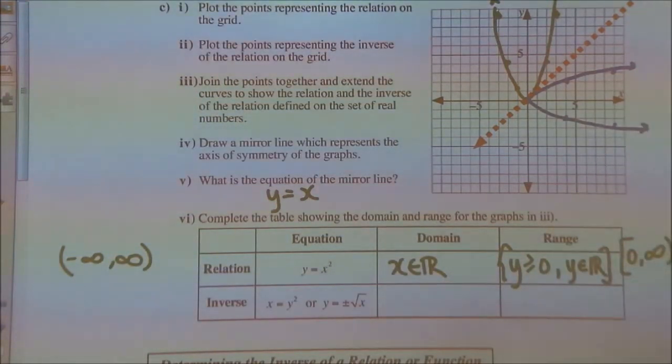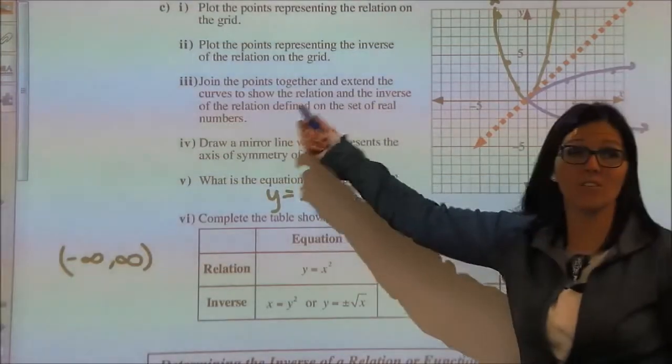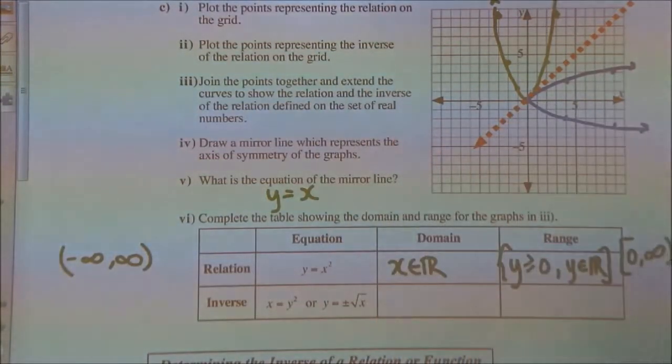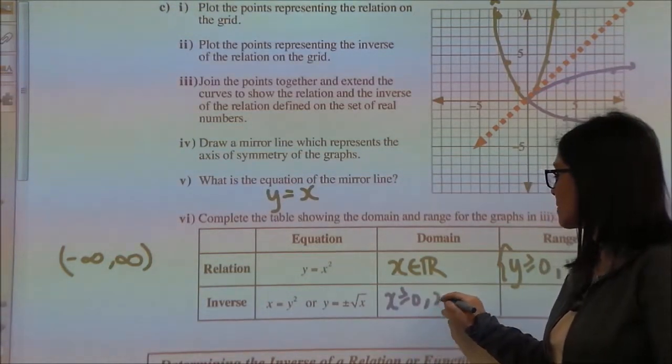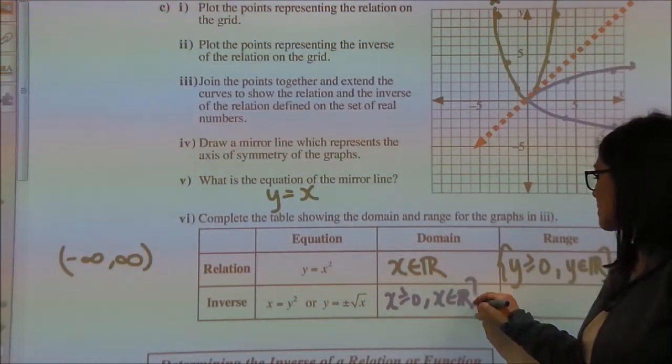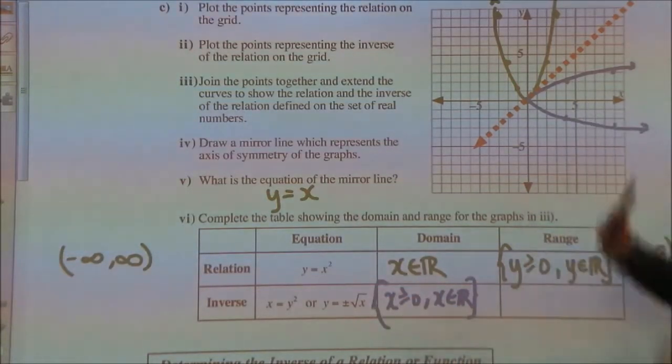So now look at my blue graph. What are my possible x values? Anything more than 0. I don't have x values over here. So x can't be a negative number this time. X has to be greater than 0. What can my y values be? Yeah, they can be anything, because this is just going to keep getting wider and wider.